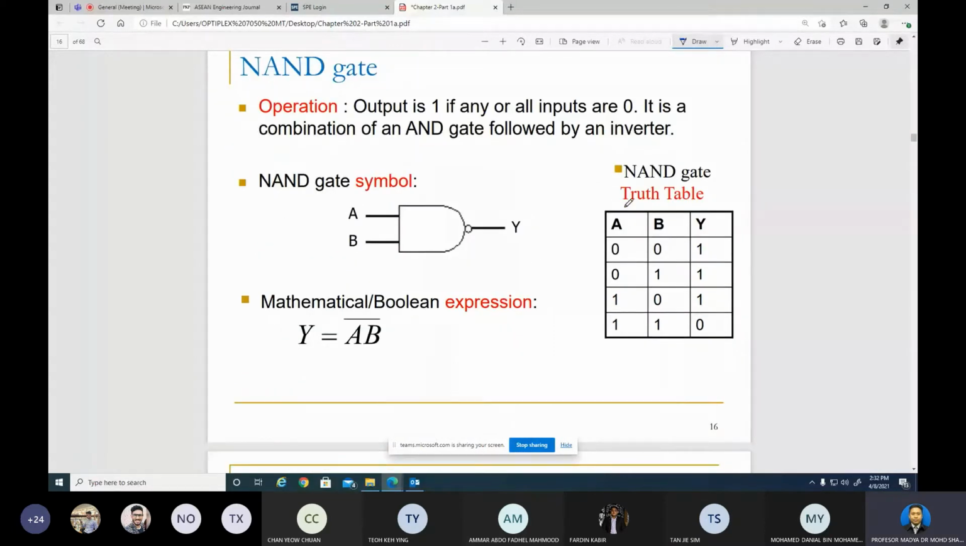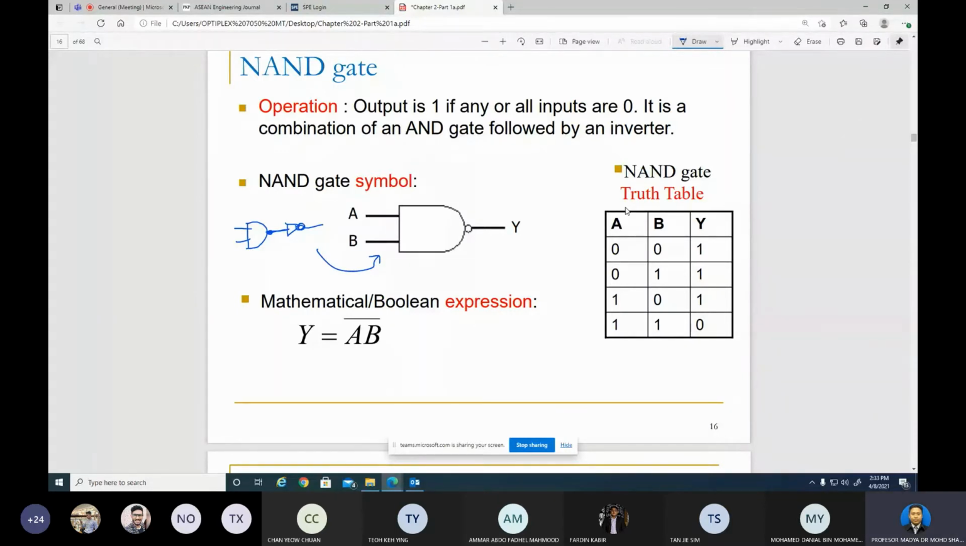Alright, so next we go for the NAND gate. As you can see, the NAND gate is the combination of the AND gate and an inverter. You can see the symbol for the NAND gate. Actually, the NAND gate is like this. You start with AND, and then combine with the NOT gate. So that's why the symbol will be like this. Make sure you write it like this.